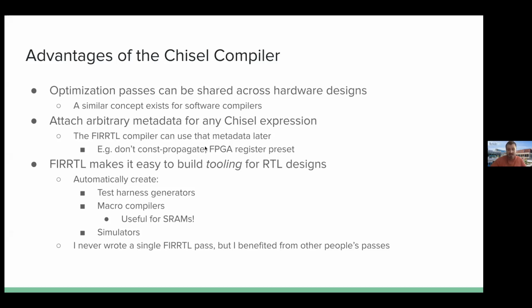People have made lots of very useful transformations, right? They've made transformations that build test harness generators, macro compilers, which are very useful for mapping to SRAM, and simulators. I've never written a single Firrtl pass myself, but I've benefited from all these other people's passes, and they've saved me a lot of time, especially with tests and compiling stuff down to SRAMs and stuff like that.